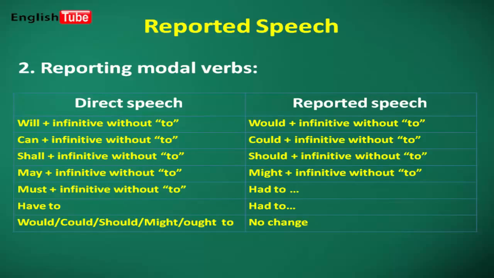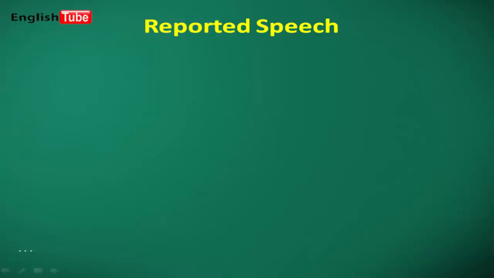If you have can, you will have could. If you have shall, you'll have should. If you have may, it becomes might. If you have must, it becomes had to or must. Some say must doesn't change, and some say that we can write had to instead. If you have have to, it becomes had to in the past. Now, in case you have all these modal verbs in the simple past form, in the reported speech you don't have to change them at all. You keep them as they are.